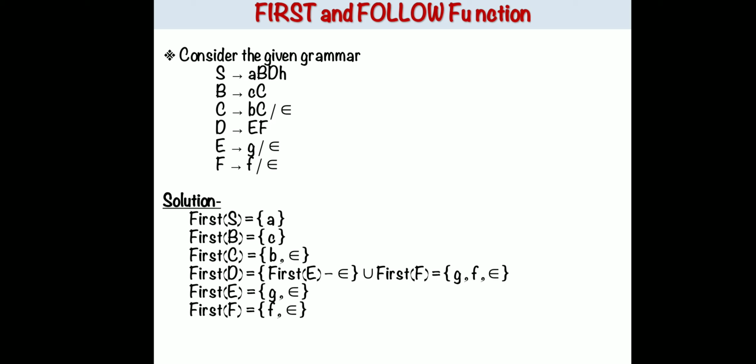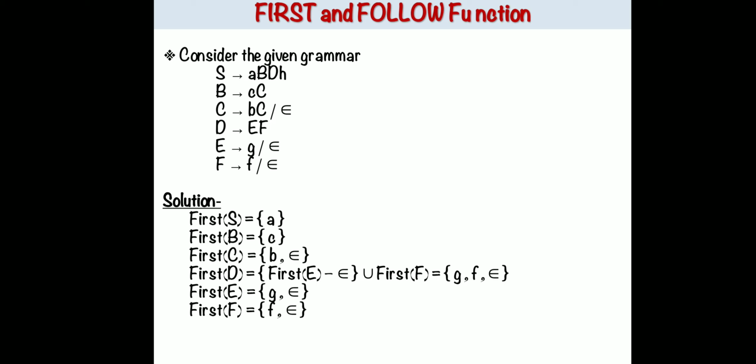First of S, according to the rule, there is a terminal, so first of S equals A. Then first of B also contains a terminal, so first of B equals small letter C. And first of C has a terminal B and a null, so we have written first of C equals B comma null.